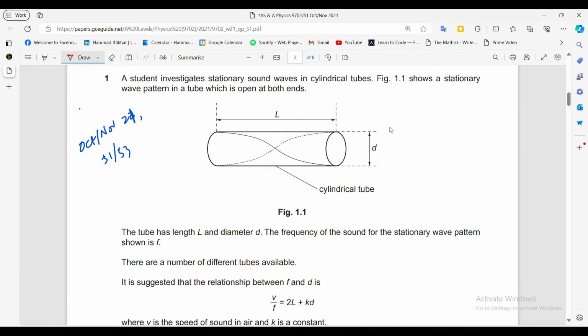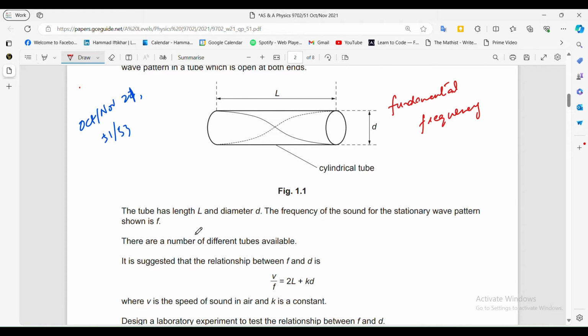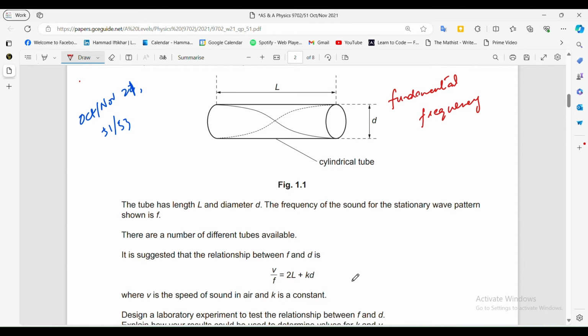Okay, so if you notice, this is the fundamental note over here, or the fundamental frequency. This is the minimum frequency at which we start getting a stationary wave. So there are a number of different tubes available. It is suggested that the relationship between F and D is V over F is equal to 2L plus KD, where V is the speed of sound in air, K is a constant.